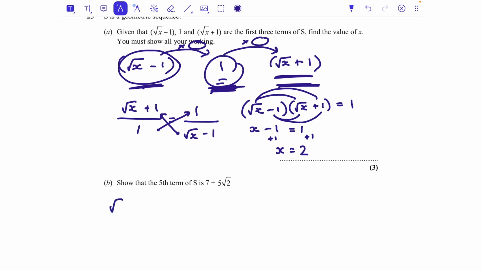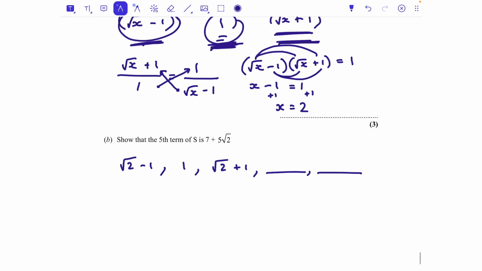So we now know that each time we're going to the next term, it's multiplying by, no it's not. So we now know that the first term is root 2 minus 1. And then we know the next term is 1. And then we know the next term is root 2 add 1. And we're looking for not the fourth term, but the fifth term.